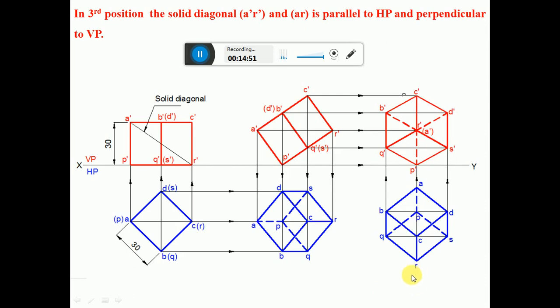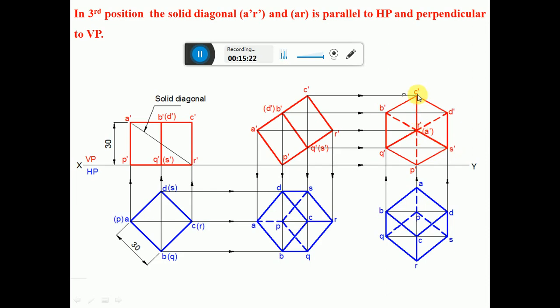When you look from here, that is the front view, PQRS is near to the observer, so P dash, Q dash, R dash, S dash will be visible. So P dash, Q dash, R dash, S dash, and S dash P dash will be visible. So you darken them. From point R dash, you can see Q dash R dash and R dash S dash are visible. Therefore, C dash R dash is also visible.